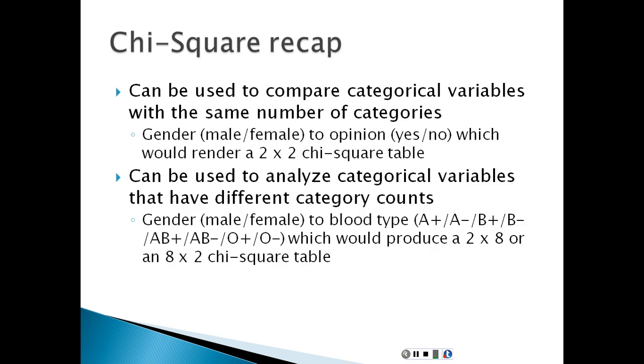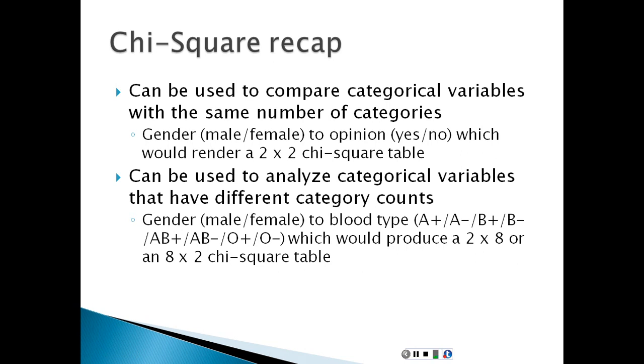So let's recap here for a minute. So chi-square can be used to compare categorical variables with the same number of categories in each variable, such as gender to opinion. If we're looking at gender, gender only has 2 categories. Opinion has 2 categories. So in this case, chi-square would create a 2 by 2 chi-square table. Now notice where the 2's come from. Each number tells me how many categories are in the variable. So gender has 2 categories, male and female. Opinion has 2 categories, yes and no.